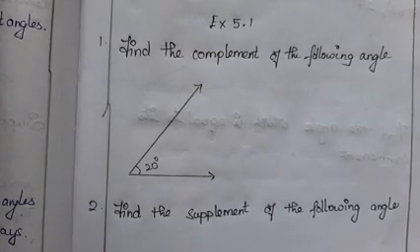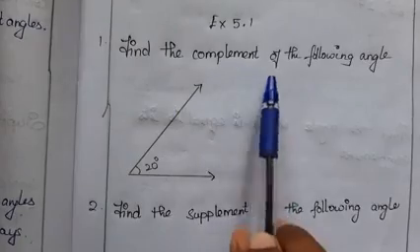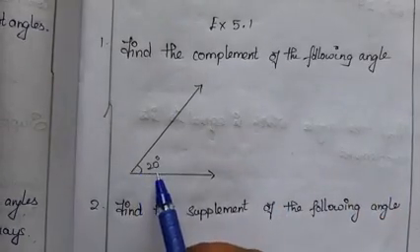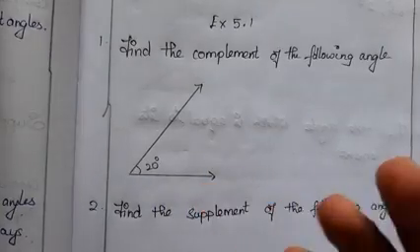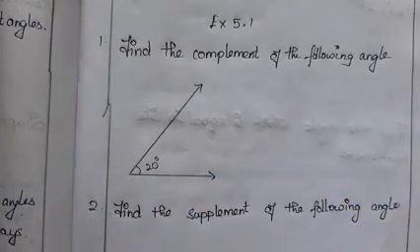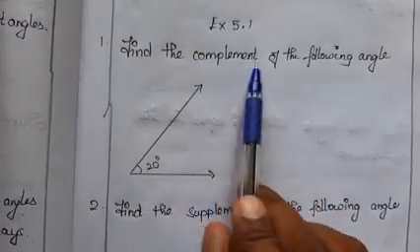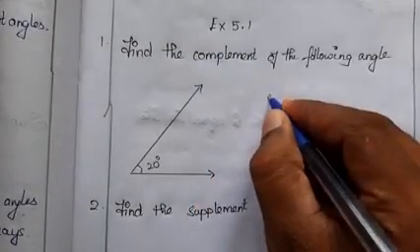So here we go for the exercise problem. Find the complement of the following angles. One of the angles is given as 20 degrees. We have to find the other angle. If we add them, it should be 90 degrees. Complement means 90, right? So we know one of the angles is 20 degrees.